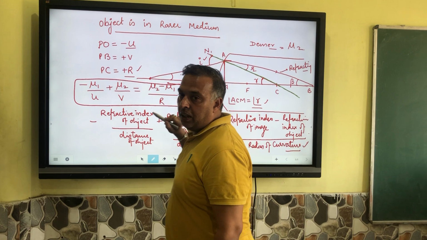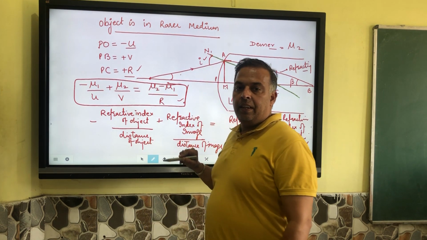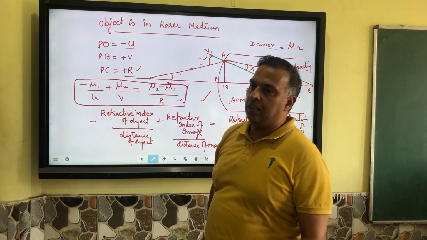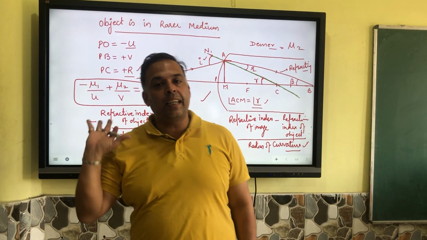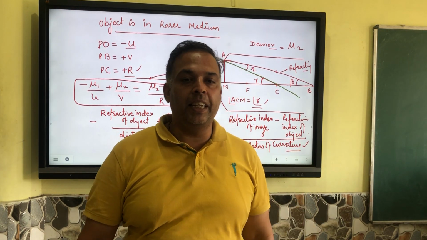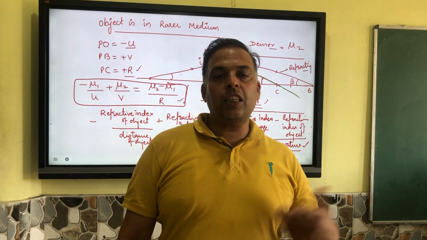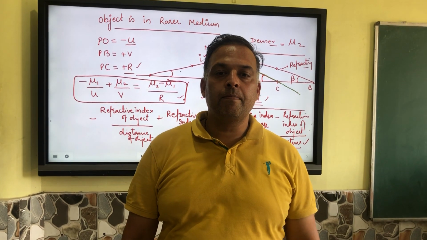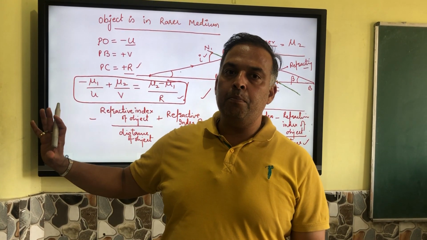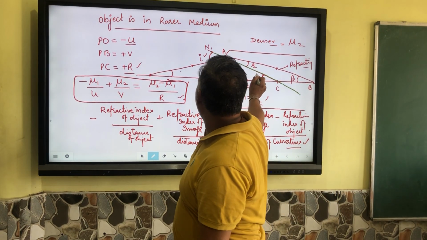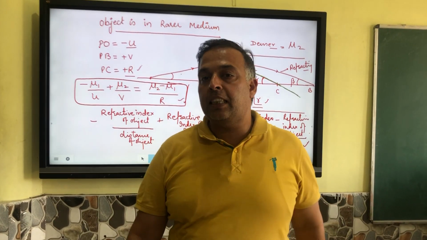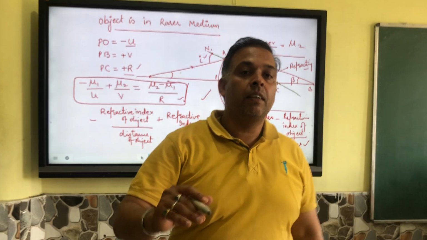In this chapter we have to derive formulas like this. First we have taken the object in the rarer medium. In the next video I will take the object in the rarer medium and the image formed in the denser. Then in a later video, the object in the denser medium and the image in the rarer.